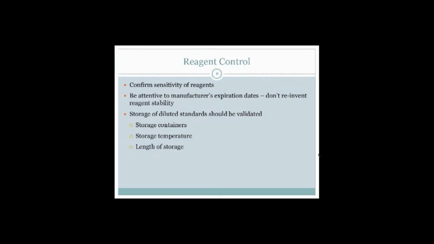If you're going to use diluted standards and store those things, please be attentive to the storage containers. Again, borosilicate glass is sort of the gold standard for any endotoxin testing, but in terms of plastic, polystyrene is the best one. In terms of storage temperature, how are you going to store these?